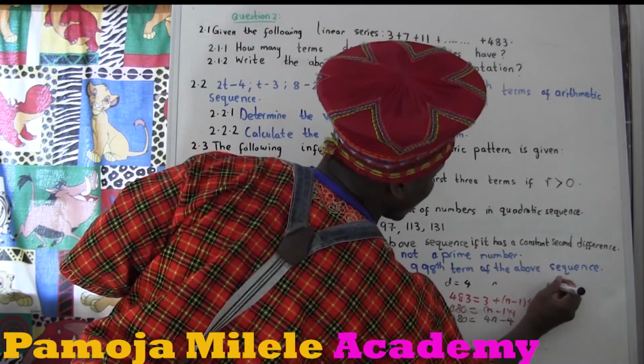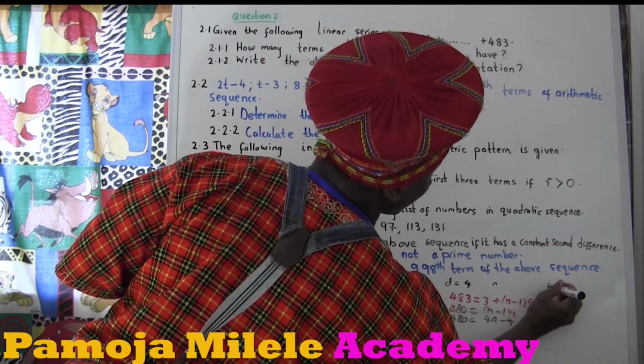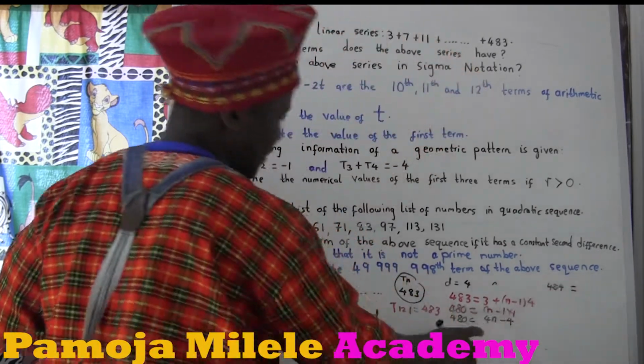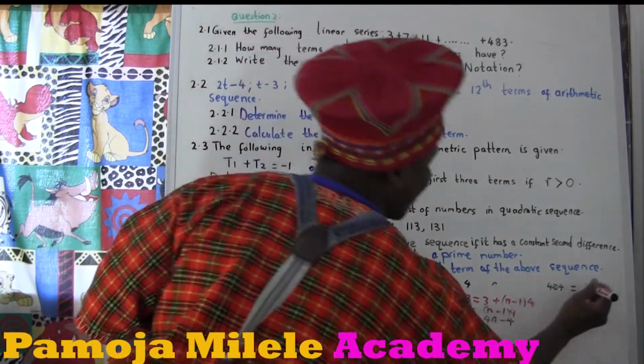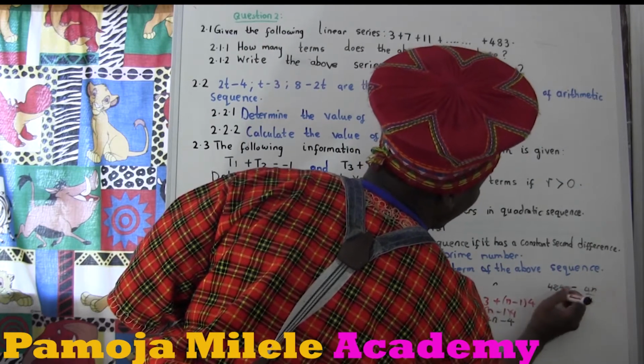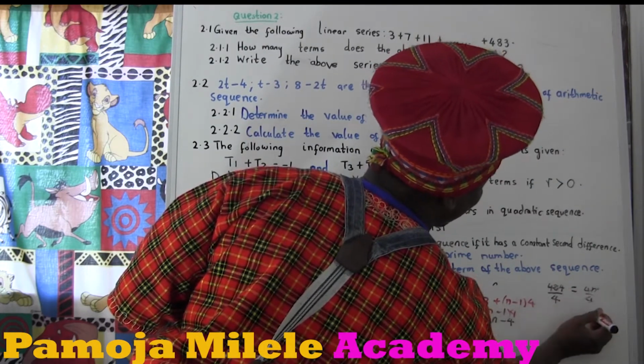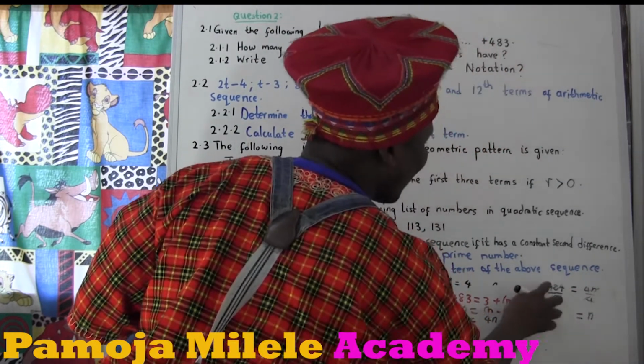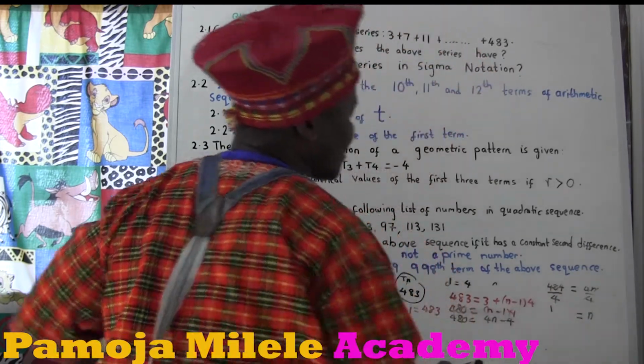484 equal to 4n, because this 4 goes over, equal to 4n. So divided by 4 and divided by 4. This and this cancel. So n equal, how many 4 in 4? 1.